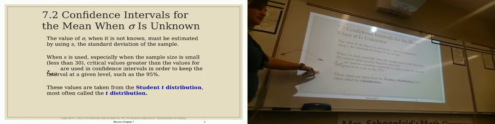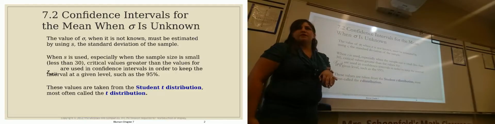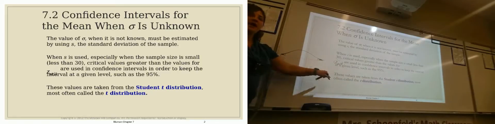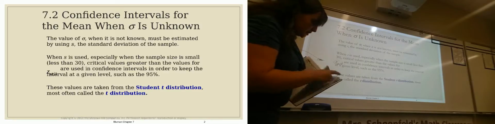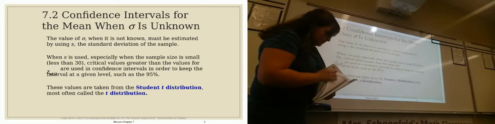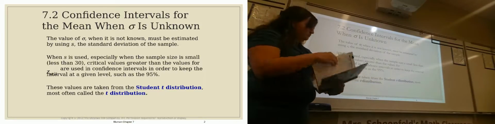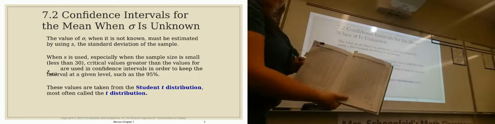It says this in here. It says taken from the student t-distribution. I've never heard it called the student t-distribution. I've heard the t-distribution. So where we're going to find that t-distribution chart is in the back of your book. There's a section called Appendix C, and it's all just tables. It is on page 786.